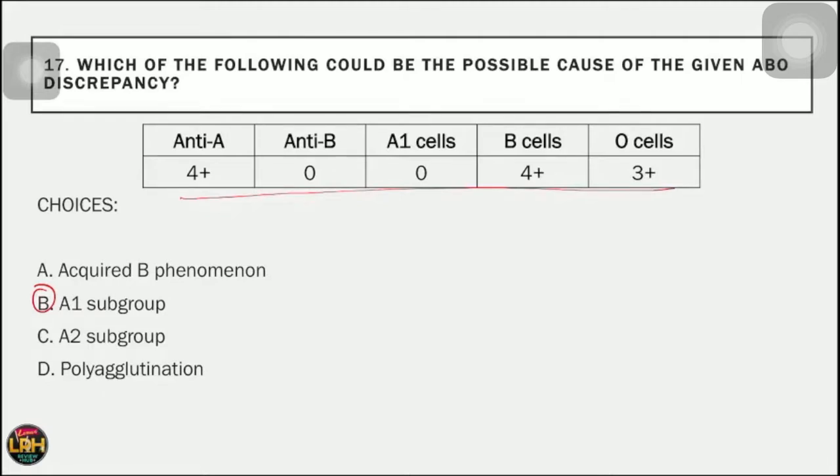So, we should remember that we have the most common subgroups of A phenotype. We have the A1 subgroup and A2 subgroup. This accounts for over 99% of individuals who are classified as group A individuals. So A1 cells or subgroup A1 have A antigen and A1 antigen. So they have A antigen and A1 antigen. With this, the antibody present is anti-B.